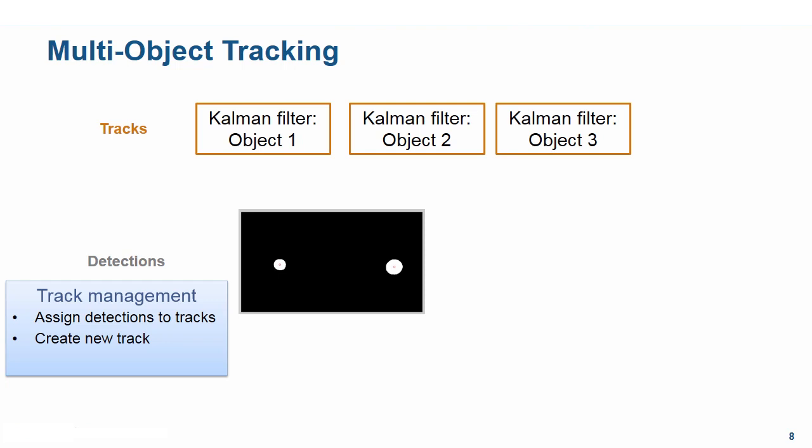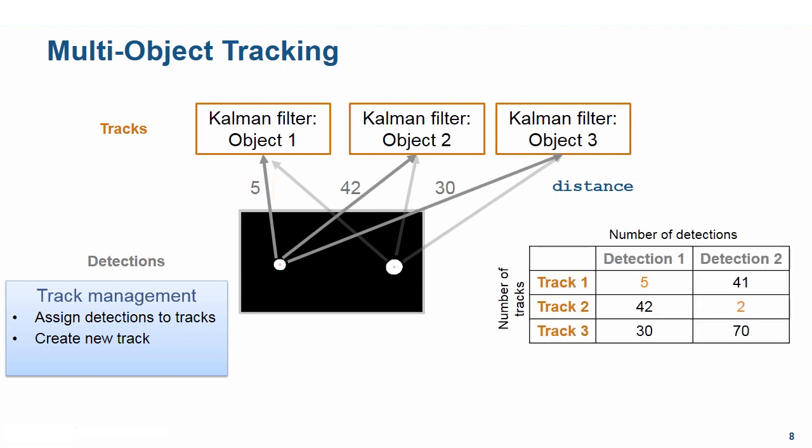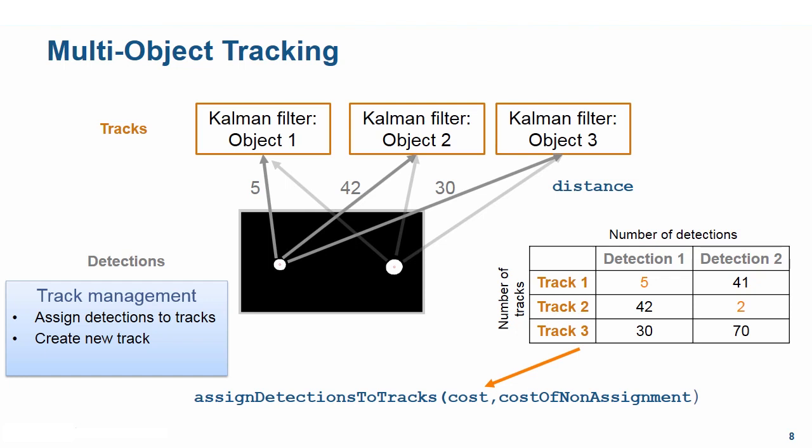The first step is to calculate the cost for assigning a detection to a track. This can be done by using the distance function. The function calculates the distance between the detected and predicted position. A low distance means a low cost for assigning the detection to the track. The calculated costs are arranged in an m by n matrix. M corresponds to the number of tracks and n represents the number of detections. We will then supply the cost matrix to the assign detections to tracks function. The lower the cost, the more likely the detection gets assigned to a track.